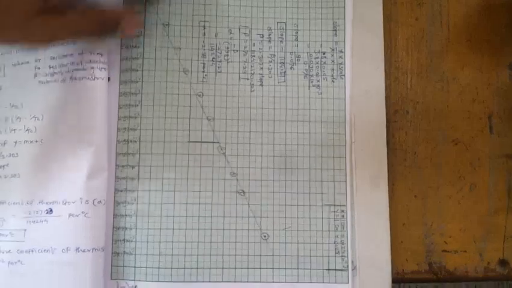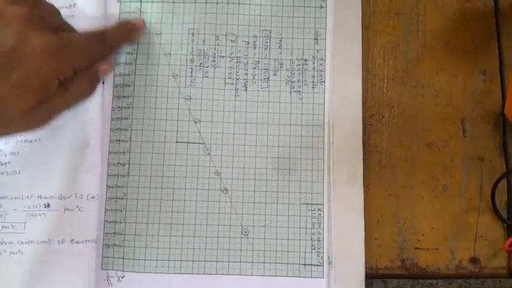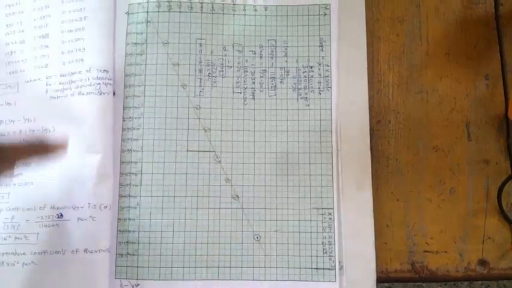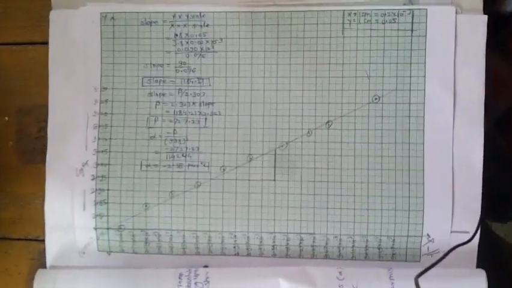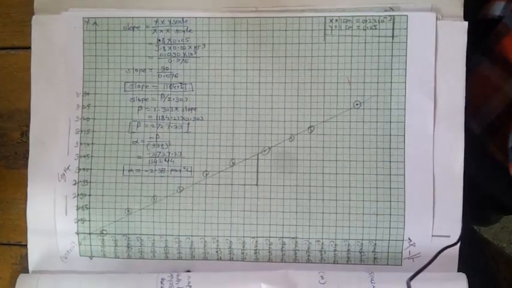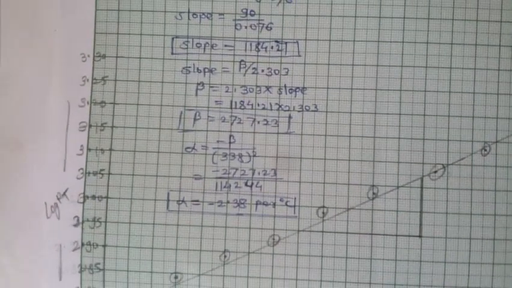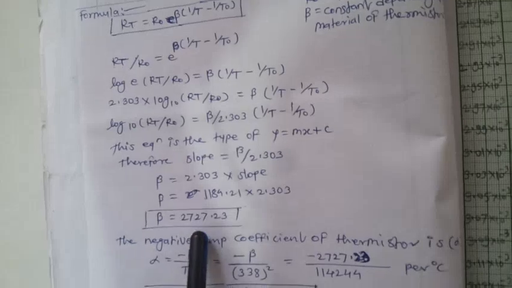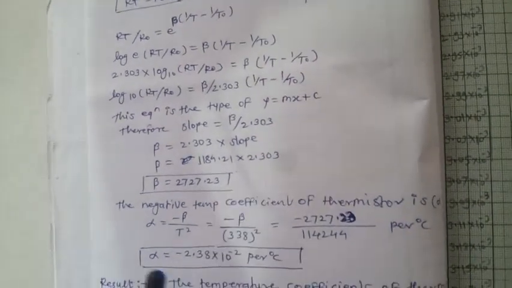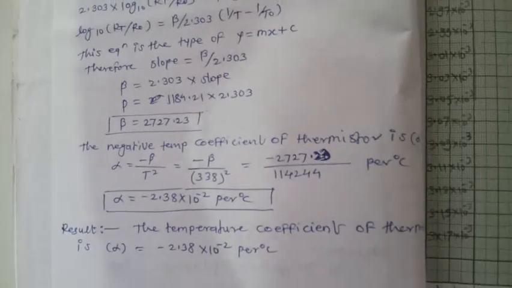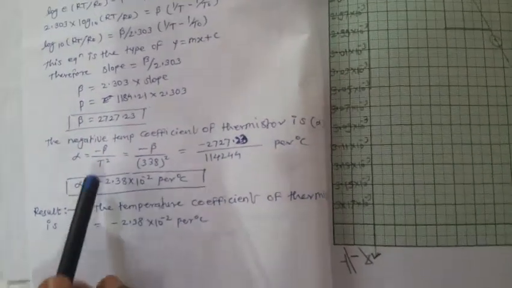Using the observation table, we plot the graph of log of RT versus 1 upon T. We plot the straight line graph of log of RT versus 1 upon T, and then we calculate the slope from the graph. The slope of the graph is 1184.21, into 2.303, which gives the factor beta equal to 2727.23. The temperature coefficient of the thermistor is alpha equal to minus beta.